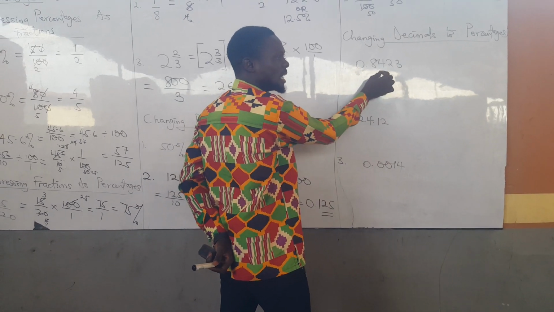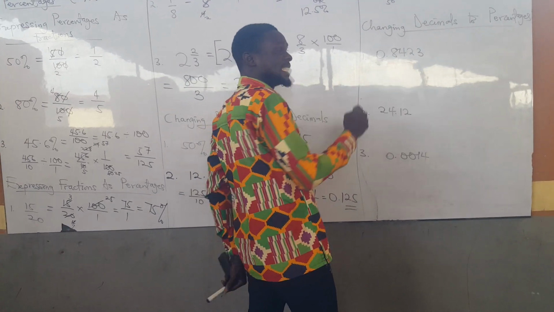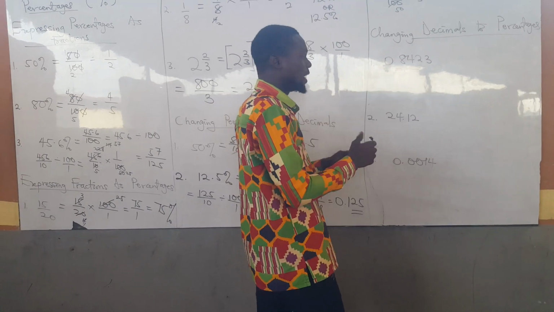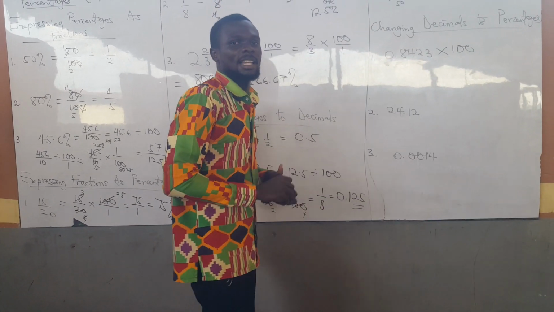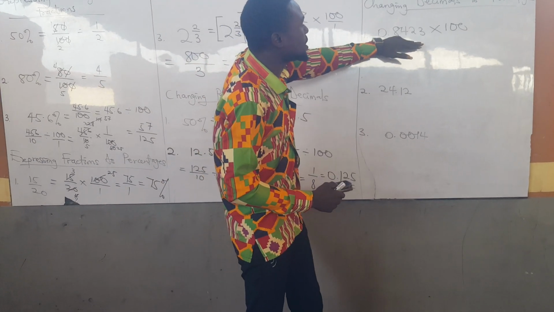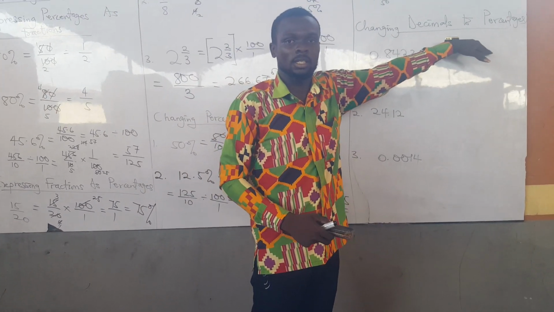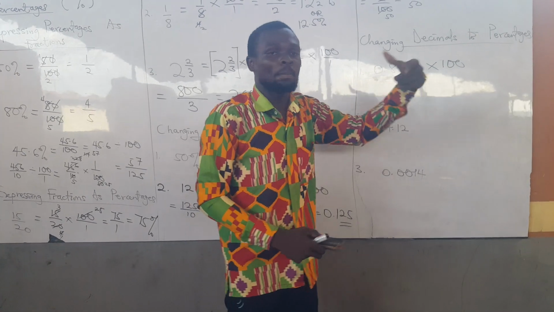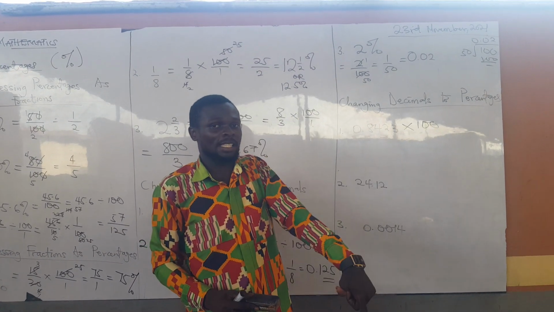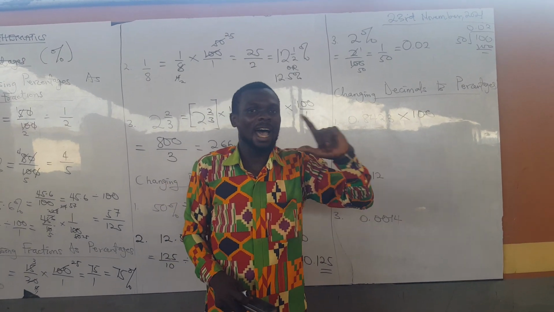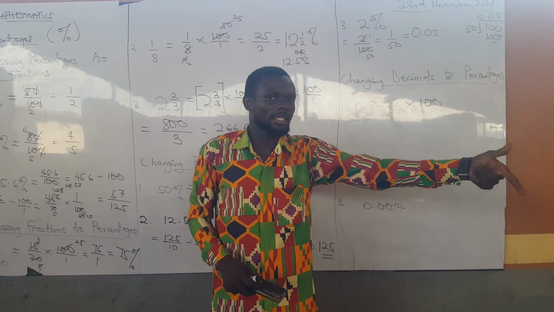Changing decimals to percentage. So this is the decimal that I'm having. If you want to change this decimal into percentage, just multiply this by 100. And the question is, how can I multiply this by 100? This is just like multiplication of decimals. But because we are dealing with percentages, our final answer has to be in what? In percent.